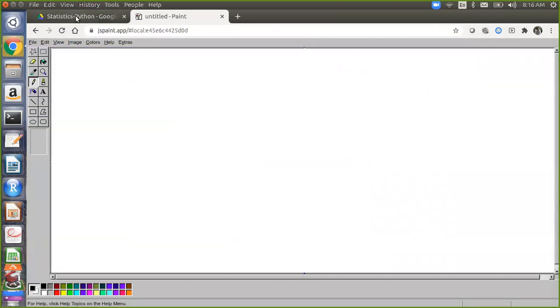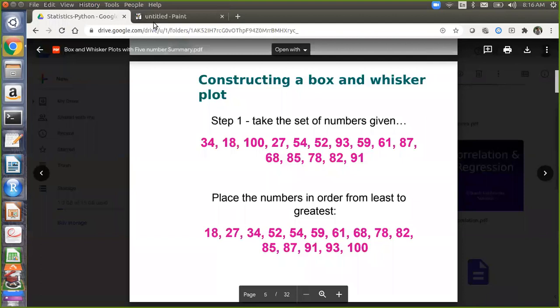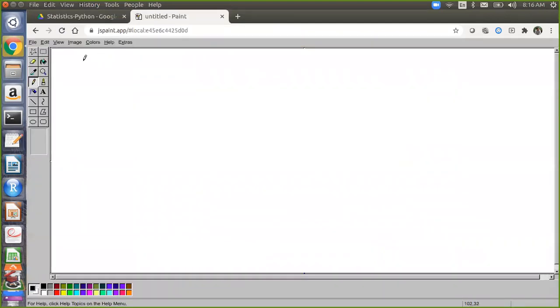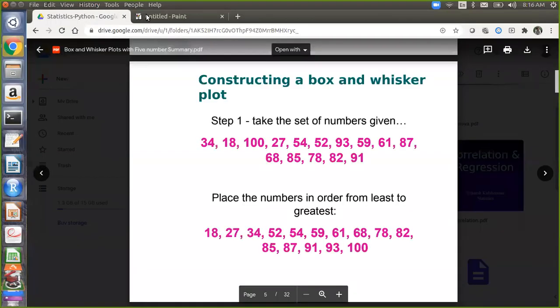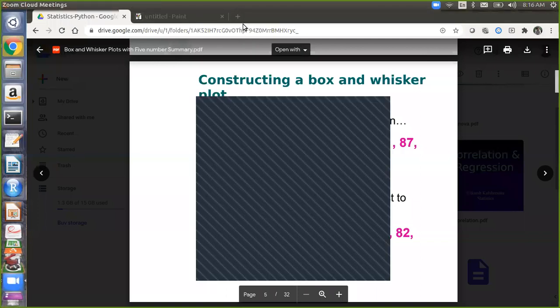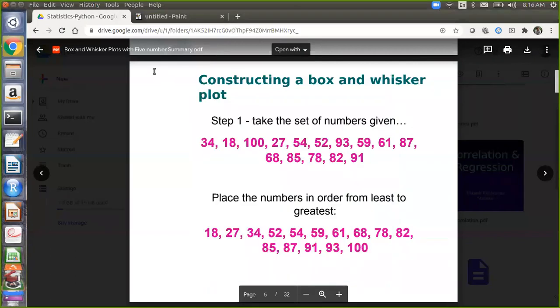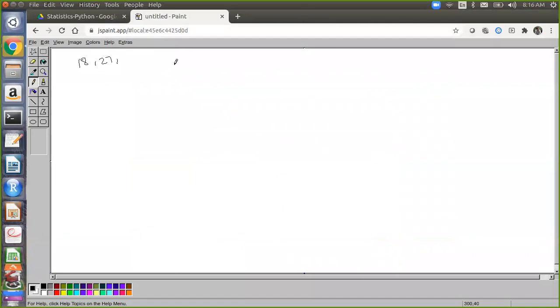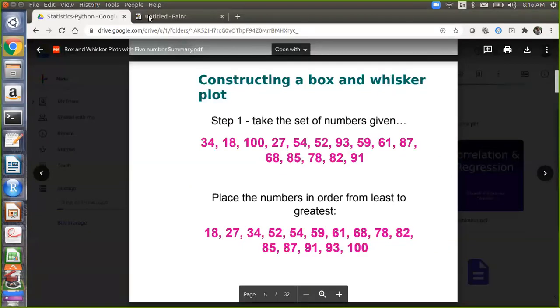What are the numbers? 18, 27, 34, 52, 54. Okay, just 1 second. What is the 34, 52? Just 1 second, give me 1 second.